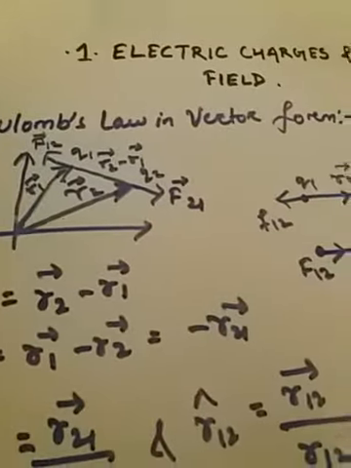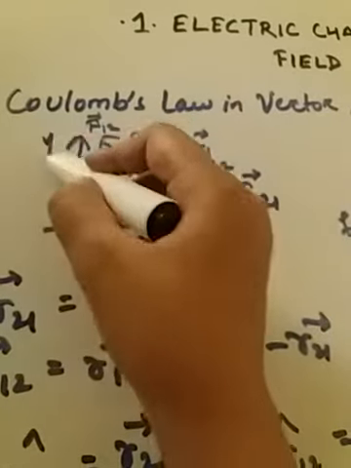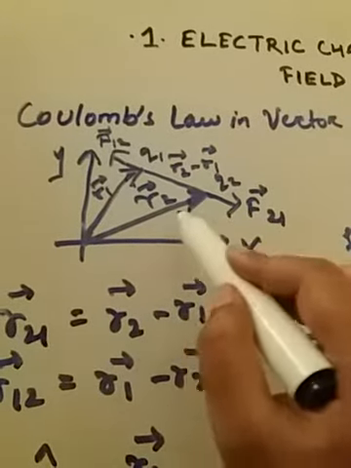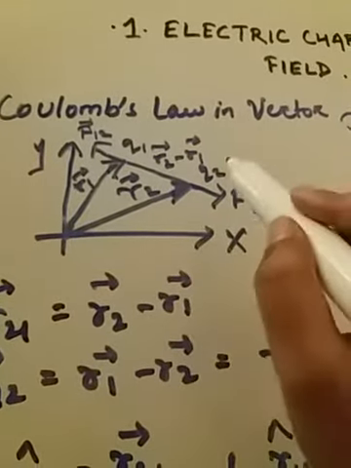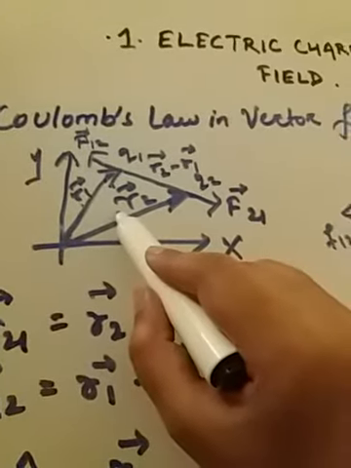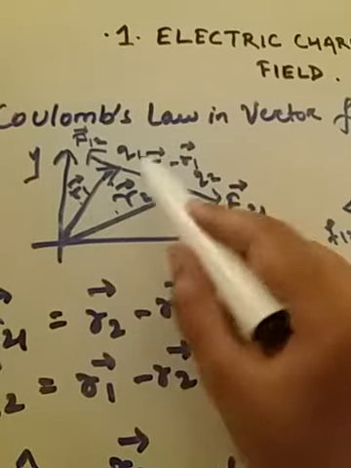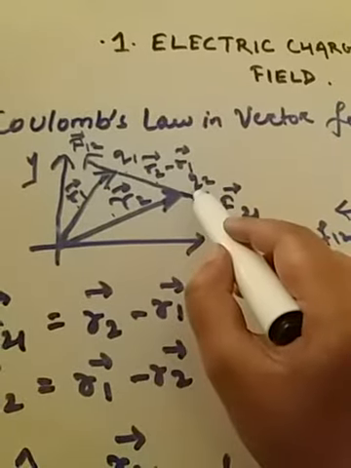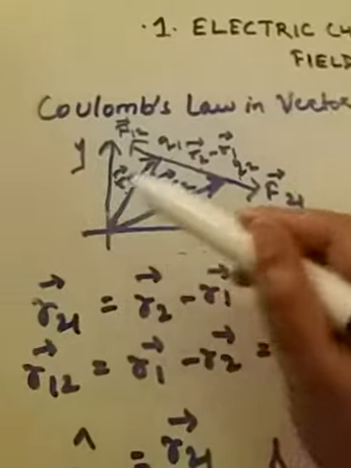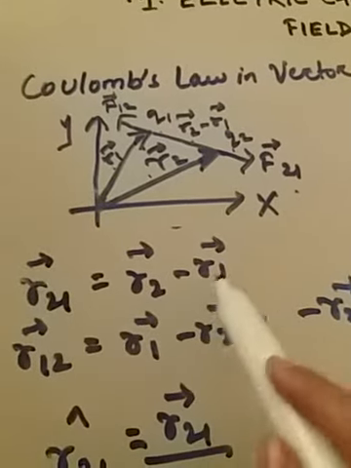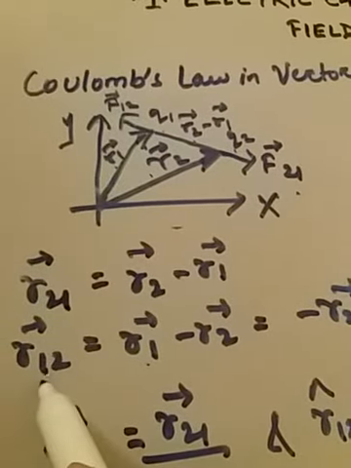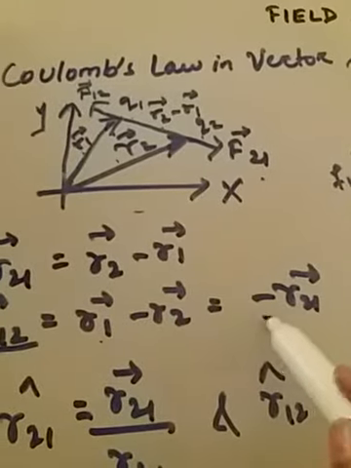So Coulomb's law in vector form: here is your y-axis and here is your x-axis. I think it has become a bit clumsy, hope you understand, let me explain. Here it's the r1 vector, here it's the r2 vector, so it's r2 minus r1 vector. Here it is charge q1, here it is charge q2, the f12 vector and the f21 vector. This is the x-axis, this is the y-axis. So the r21 vector is the r2 vector minus the r1 vector, and the r12 vector is the r1 vector minus the r2 vector. So the r12 vector is the negative of the r21 vector.